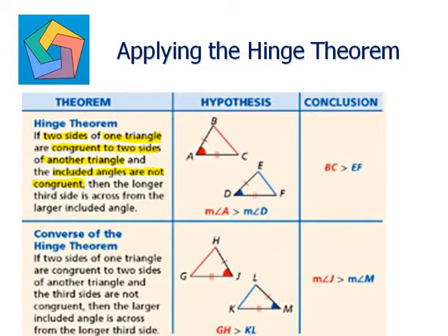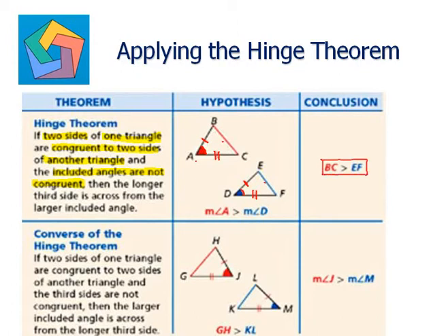It means that I can see here two triangles ABC and DEF. If my AB is congruent to DE, my AC is congruent to DF, and measure of angle A is greater than measure of angle D, then the side opposite to angle A is BC and the side opposite to angle D is EF. So the side opposite to the larger angle will be greater, that is BC will be greater than EF.